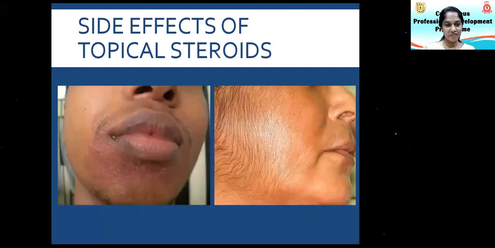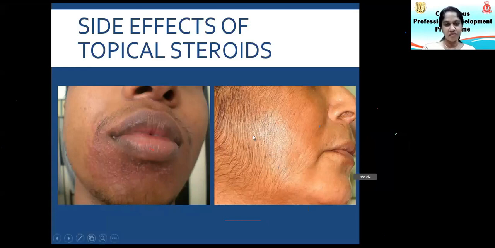And then other side effects like perioral dermatitis. This is a monomorphic papular eruption occurring around the mouth area. This is actually a difficult to treat condition because these people are very much dependent on steroids. So even if we diagnose that, we have to reduce the potency of the steroid from time to time.